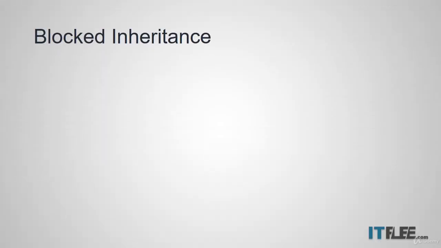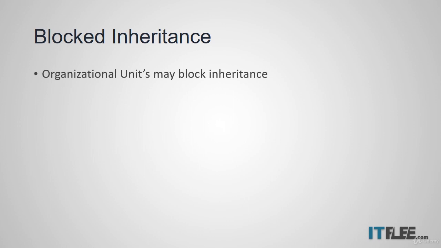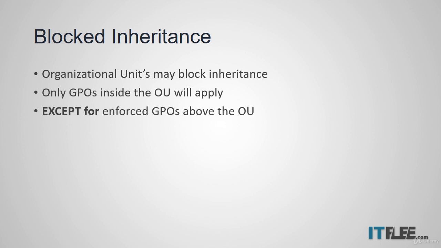Now, within group policy, there is something called blocked inheritance. And this is a term that is used when it comes to organizational units. An OU can block its inheritance, which means only GPOs inside of that OU will apply, except for enforced GPOs that are above the OU.